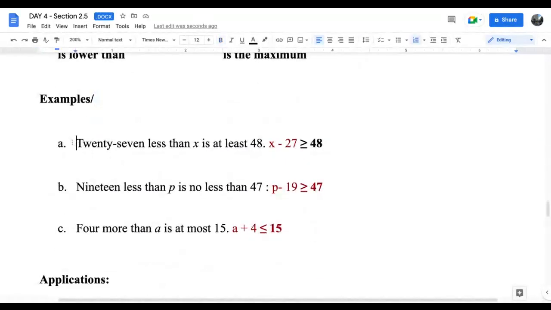Let's see this example. 8. 27 less than x is at least 48. 27, well, we know the number 27. Less than x, so x has to appear first. That means x minus 27 is at least. Is at least means it can be bigger than, right? Can be bigger than or equal to. Is at least 48.